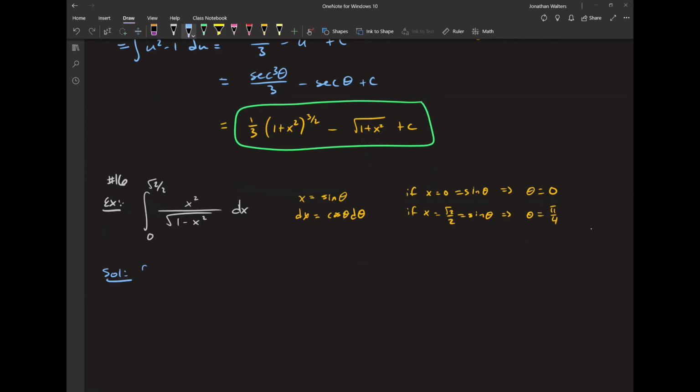So this is going to become the integral from 0 to pi over 4, and then we have sine squared theta over the square root of 1 minus sine squared theta, cosine theta d theta. Oh, snap. It's going to be the integral from 0 to pi over 4 of sine squared theta over the square root of cosine squared, right? Square root of cosine squared times cosine d theta. And that square root of cosine squared is going to cancel with the cosine. So it's the integral of sine squared from 0 to pi over 4.